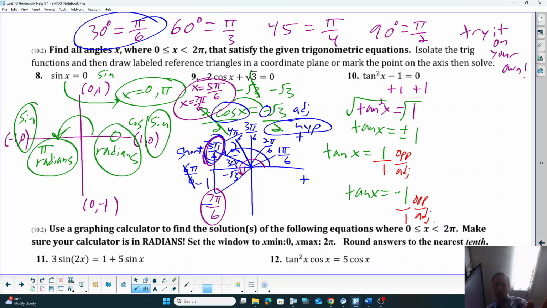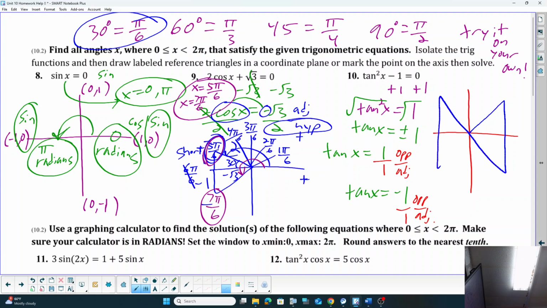1 squared plus 1 squared equals hypotenuse squared. 1 and 1 is 2. Square root of both sides. Square root of 2. So we're going to draw where tangent is both positive and negative. So this is going to be up here as well as down here. Whoa, it's going to be the bow tie. And the reason why it's a bow tie is because it's plus or minus. So tangent is positive here and here, and it's also negative here and here.